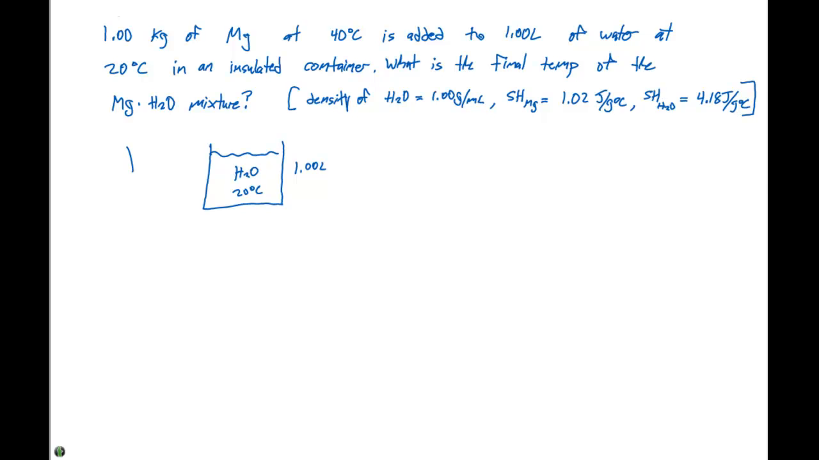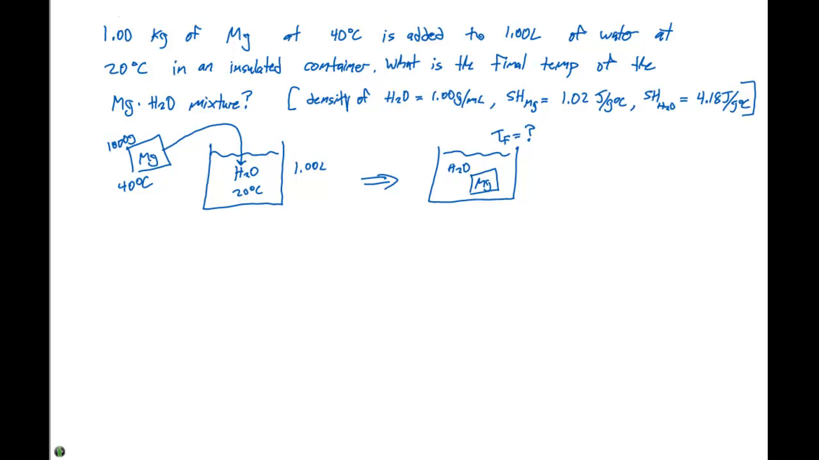And what we're going to do is we're going to take this block of magnesium, which is going to be 1,000 grams, and it's at 40 degrees Celsius. We're then going to place this block of magnesium into the water, and we're going to have our vessel, which contains our water, and then there's going to be a block of magnesium in it. The question is, what is the final temperature of this mixture?